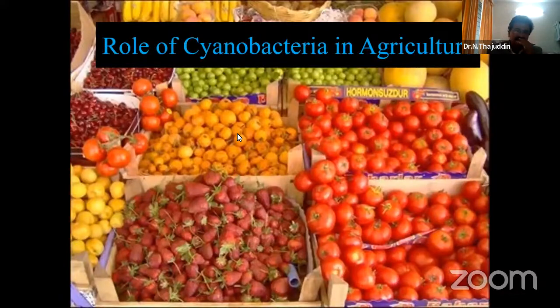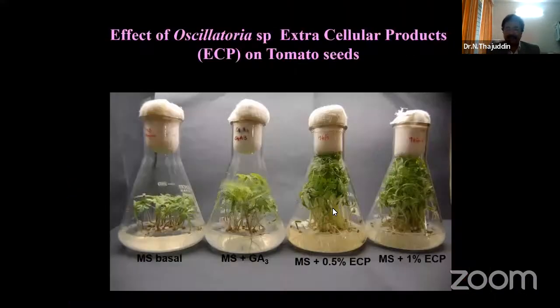Coming to agriculture. As I said, it is a good nitrogen fixer. In addition to this, these organisms are capable of liberating growth promoting substances like auxin, indole-acetic acid, and so on. To test this capability, we use some tissue culture techniques. In tissue culture, usually almost all the tissue culture laboratories use the MS basal medium, in which they amend the growth promoting hormones like auxins and gibberellins.